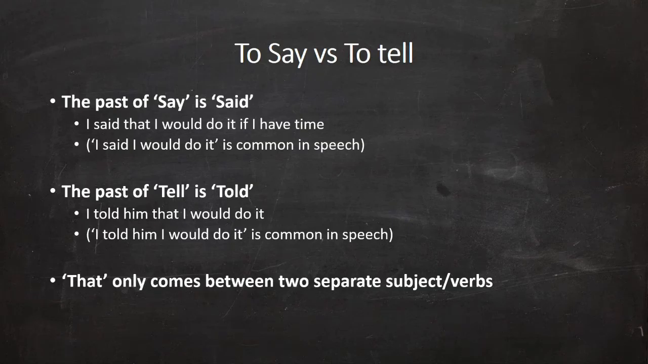That only comes between two separate subject and verbs. So in the first example, I said that I would do it if I have the time. You have one subject and verb, which is I said, and another subject and verb, which is I would do it. So that comes between the two.